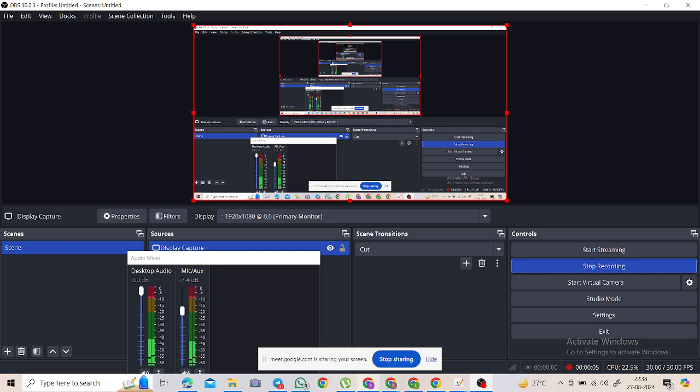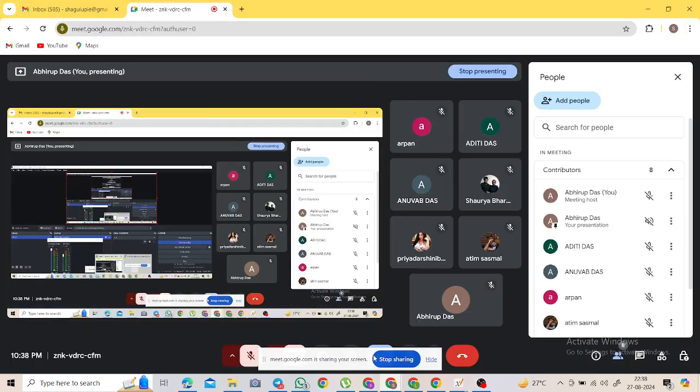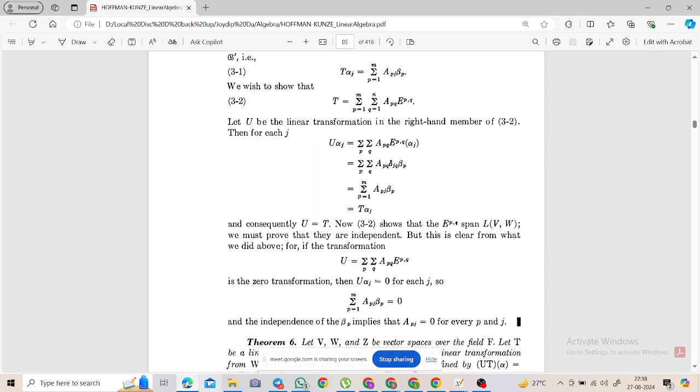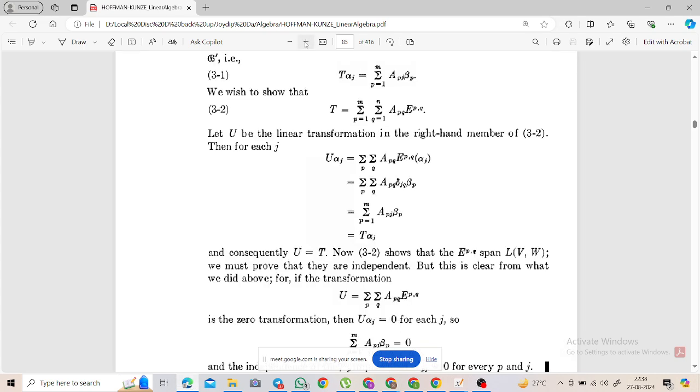শোনা যাচ্ছে সমস্ত? Is the screen visible?